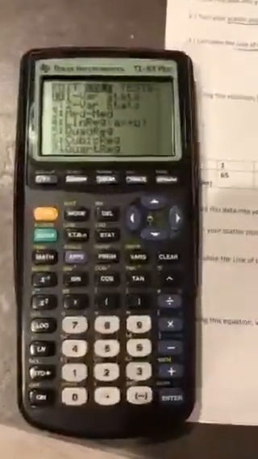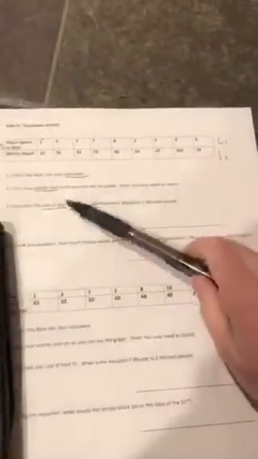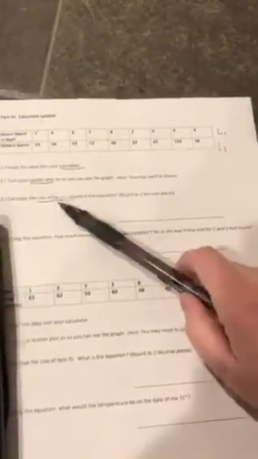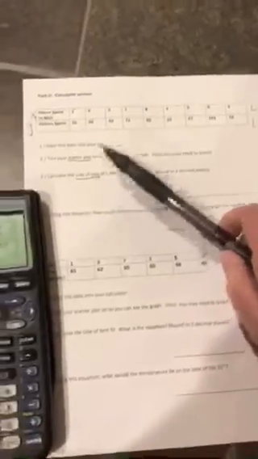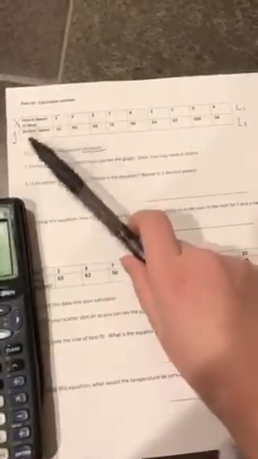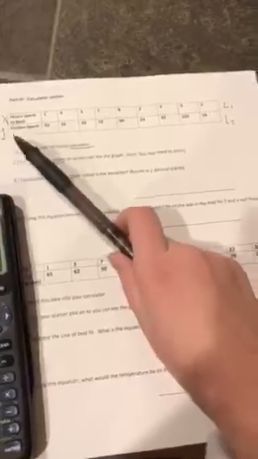In this video, I'm going to show you how to use your graphing calculator to make a scatter plot and also make a line of best fit. So I'm looking at part 3 on the study guide that you were given. So it should look like that. You can follow along and see what I'm doing.